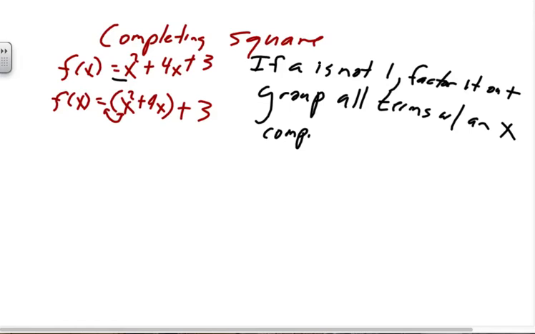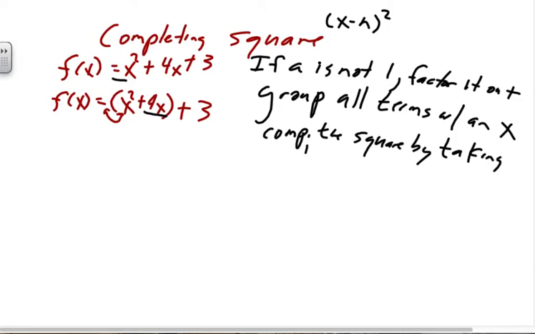Okay. So now that we've done that, we're ready to complete the square, because we're interested in getting it into that form right there. But we don't have it. So we're ready to complete the square by taking half of the b term and squaring it. Okay, so there's my b term, it's 4. So half of b equals 2.